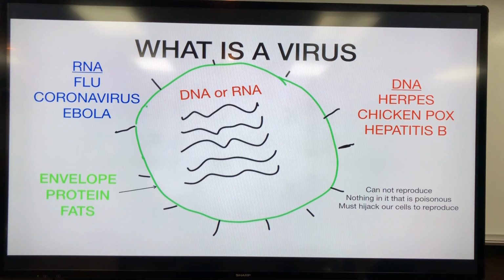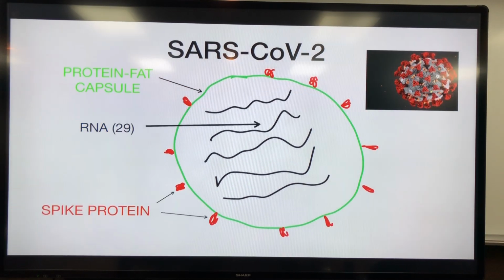Outside our bodies, it does nothing. Okay? Now, SARS-CoV-2, just like any other virus, has that little envelope made of protein and fat. And everybody's seen these little red dots. Those are called spike proteins.